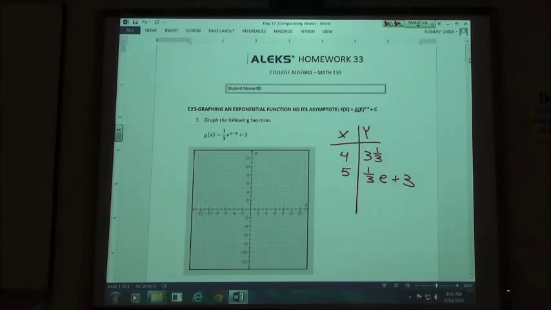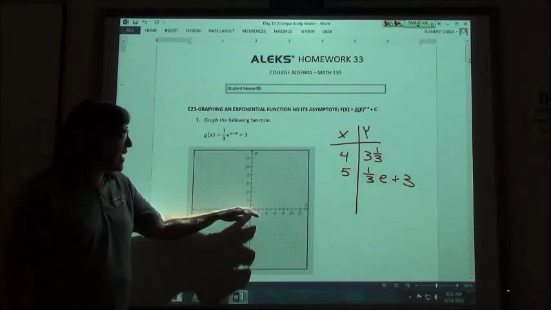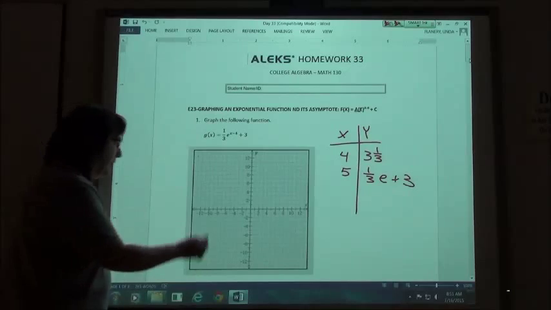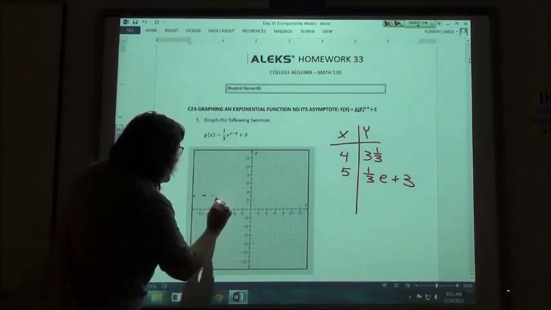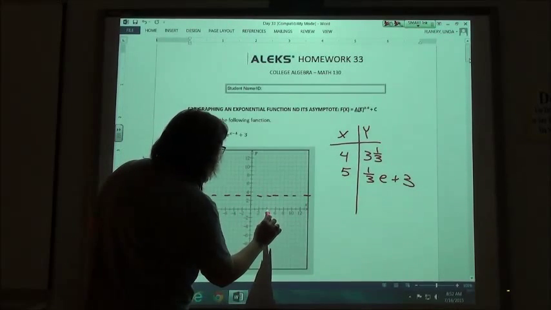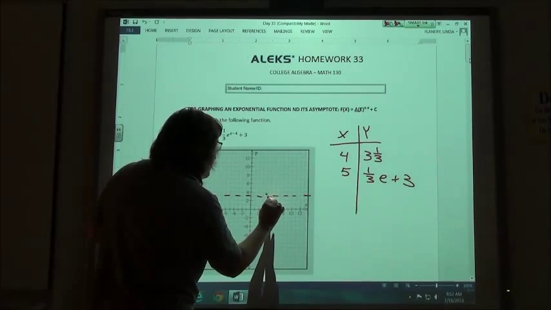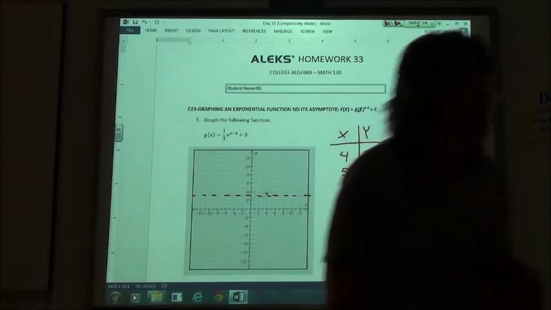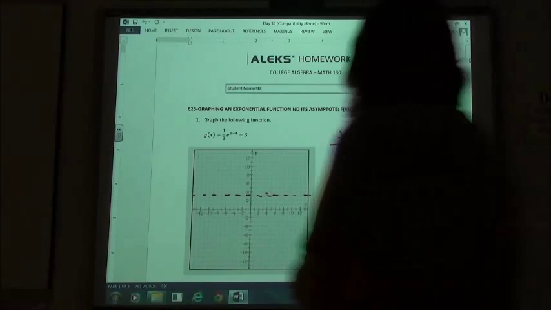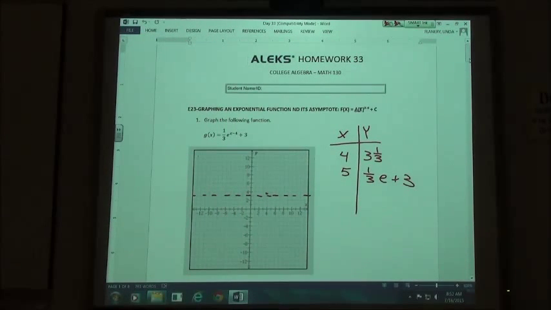Our asymptote, normally our asymptote is along the x-axis, but since this graph is going to shift up 3, our asymptote is going to be at 3. So I'm just going to draw my asymptote in there. 4 is at 3 1/3, so it's just a little bit above that. And if I find a calculator somewhere, you don't have to figure out what that is, but so we can plot it, I'm going to go ahead and figure out what that is.